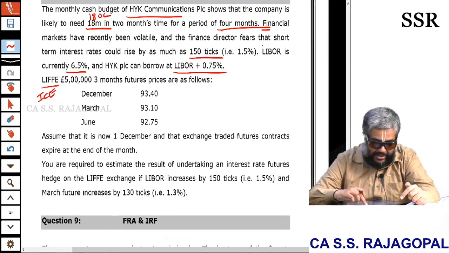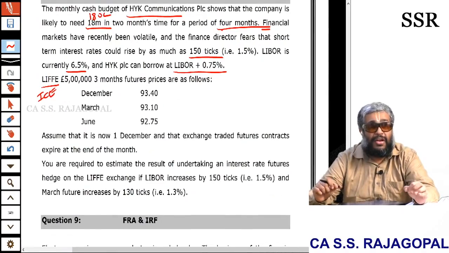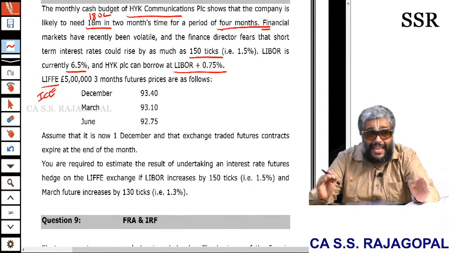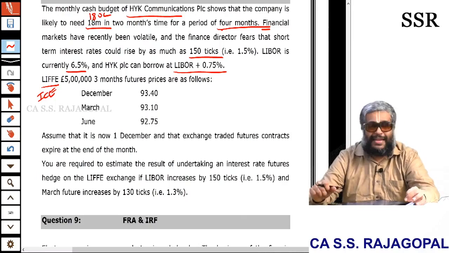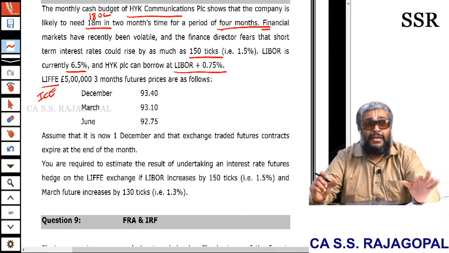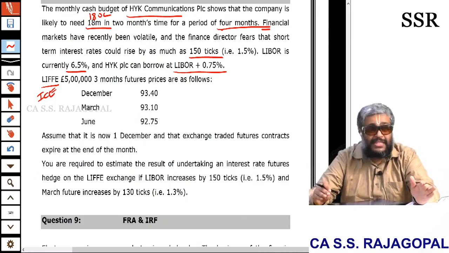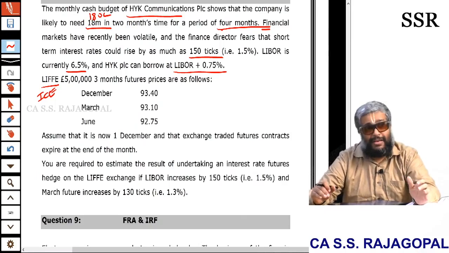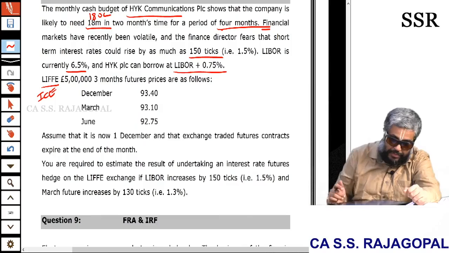3-month futures prices are as follows. This is my sum from the book called Loomba. This same pattern they have asked us in the RTP. That is why I am saying classroom discussion, don't think it is too much. Whatever I am discussing is only syllabus. Everybody understanding? Okay, next.